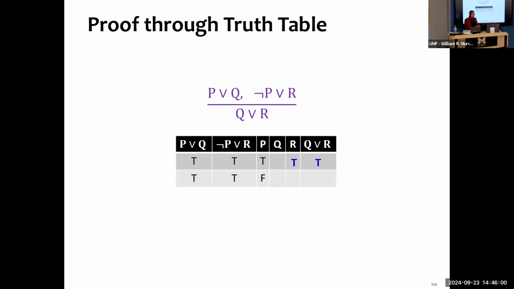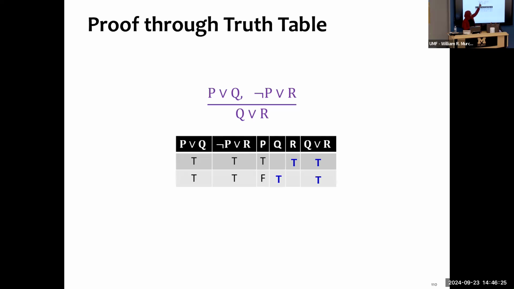And given that P is false now, Q is true. Here we are only varying P. One time P is true, one time P is false.